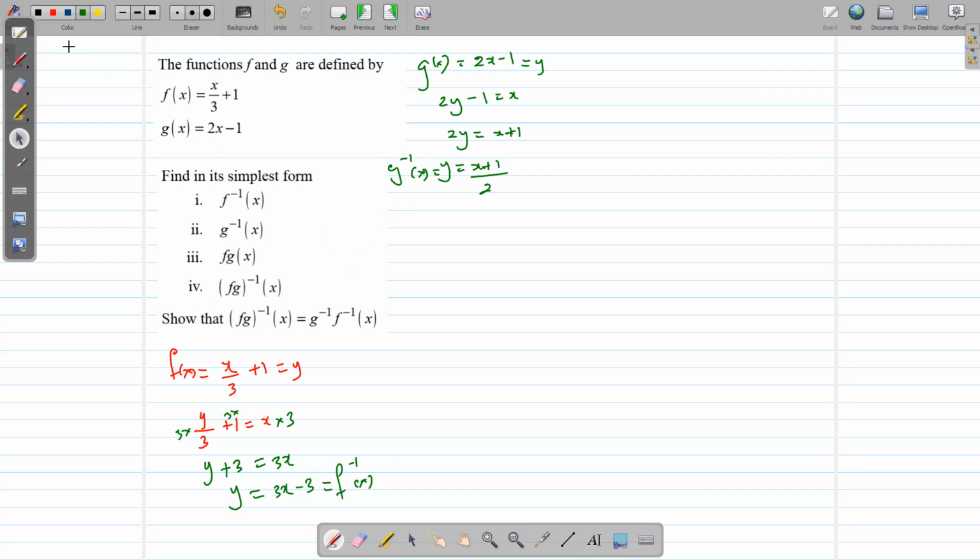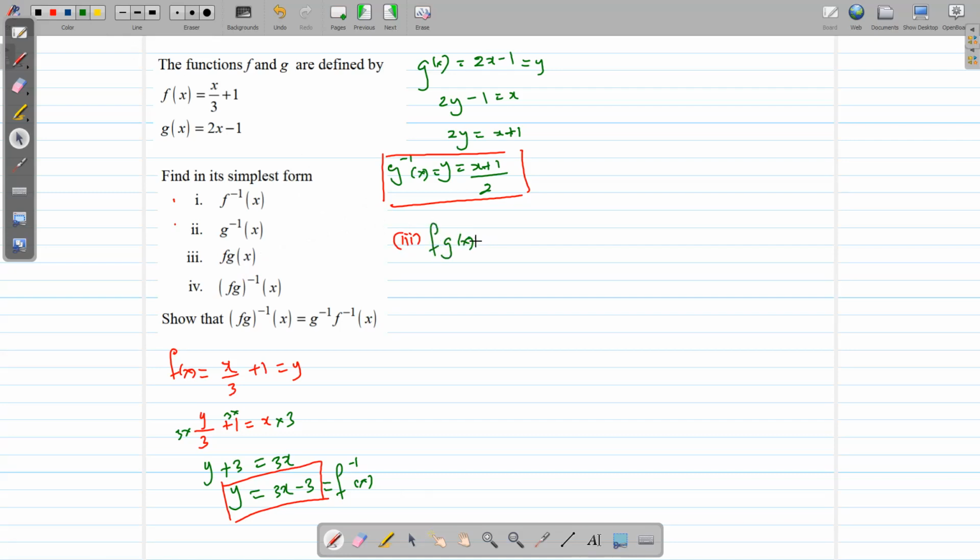So we have our inverses. We have f inverse, which is this, 3x minus 3. We have g inverse, which is this, x plus 1 divided by 2. That's part 1 and part 2. And now we need to find the composite function f of g of x. So f of g of x, part 3.